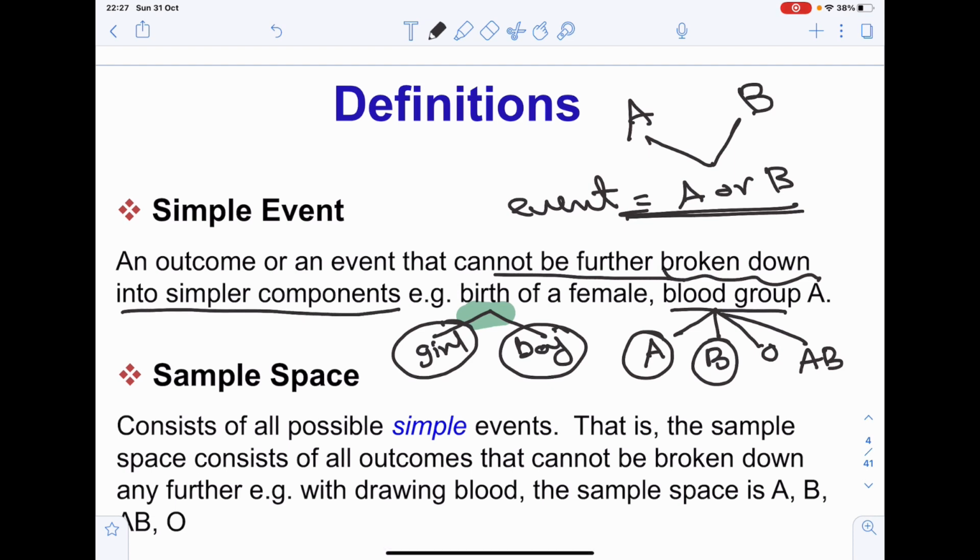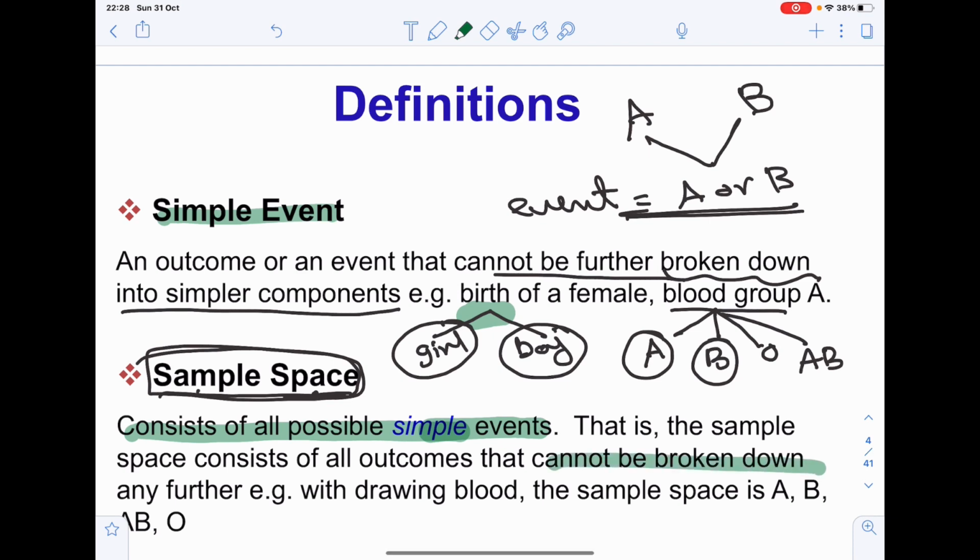Okay. Now, what is the sample space? What is the sample space? السبيس اللي هو بالعربي معناته فراغ العينة. So the sample space consists of all the simple events. يحتوي على كل simple event. That is, the sample space consists of all outcomes that cannot be broken down any further.